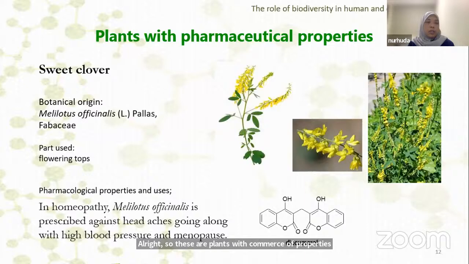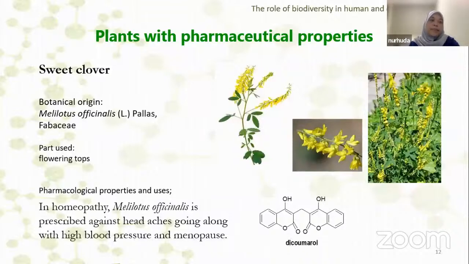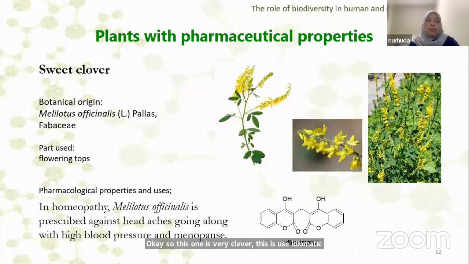All right, so these are plants with pharmaceutical properties. They are plants that have been used traditionally, and now it was tested that they do have pharmaceutical properties. But not necessarily do we know the mechanism of action, or the chemicals that are responsible for the properties. Okay, so this one is sweet clover. This is used in homeopathy for a very, very long time, prescribed against headaches and high blood pressure, and it contains dicumarol, but there is no evidence that dicumarol actually contributes to the pharmaceutical properties of this plant.